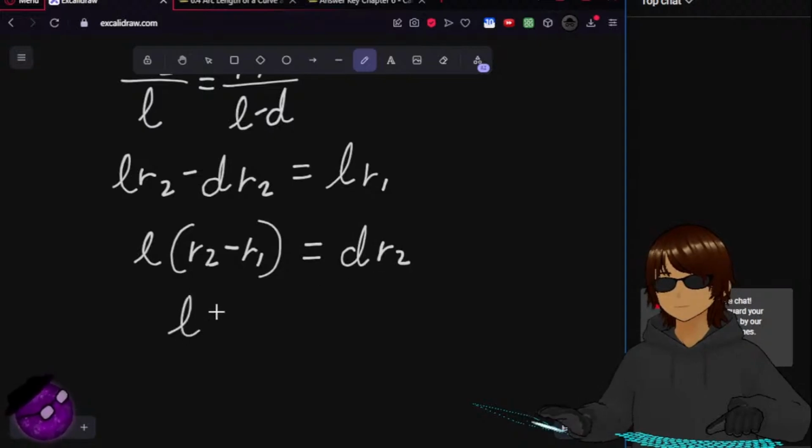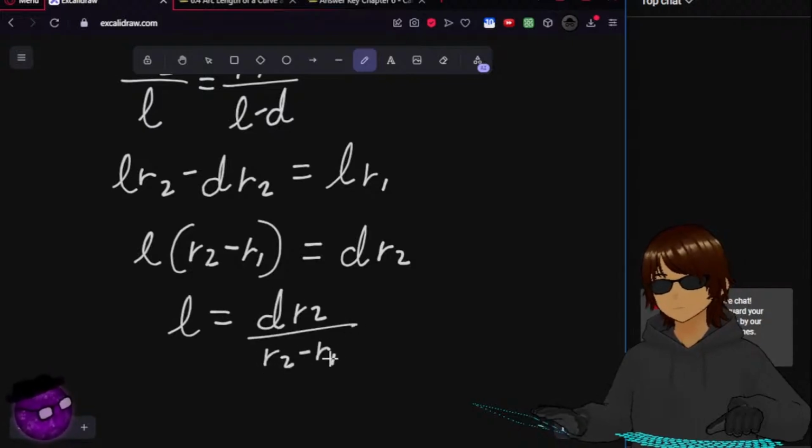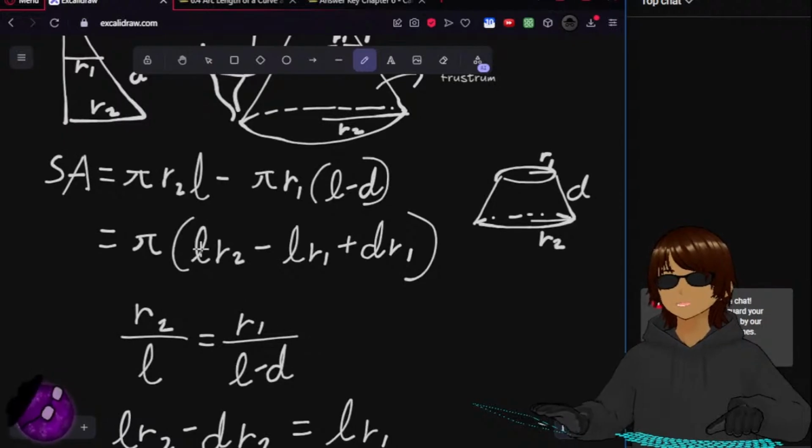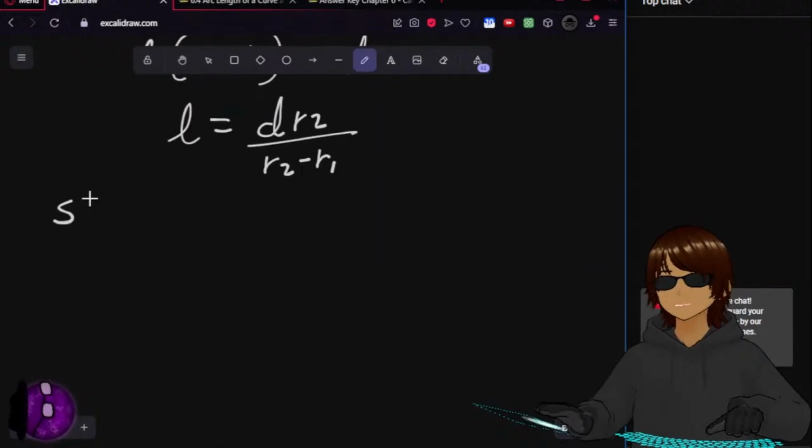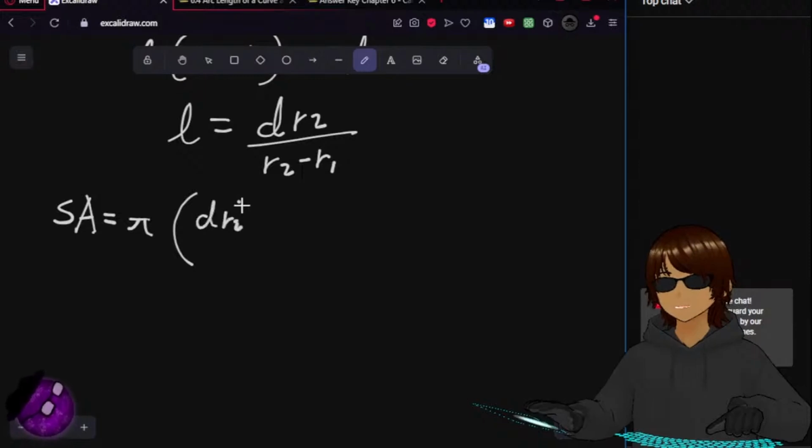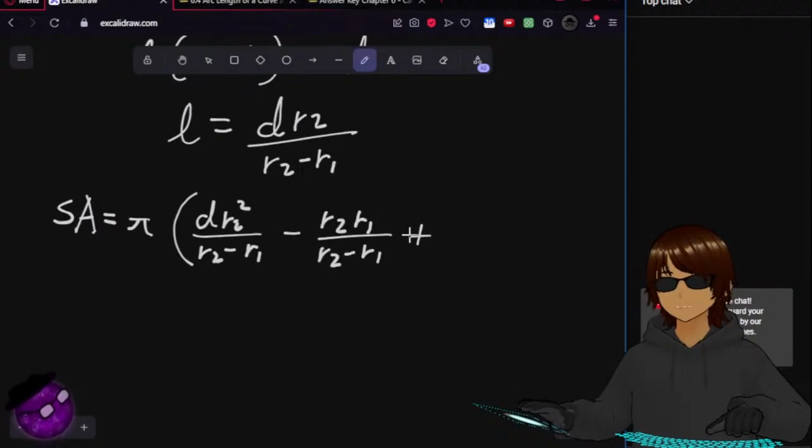I hope I'm right. So L is D times R2 upon R2 minus R1. Now going back to the surface area, I can replace L, right? Surface area is pi D R2 squared over R2 minus R1. Then I can replace this as minus D R1 squared over R2 minus R1. I can do this.